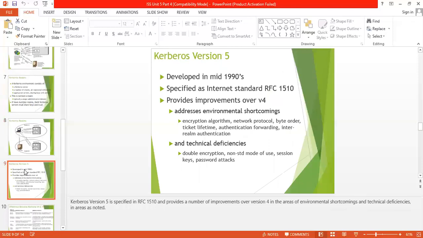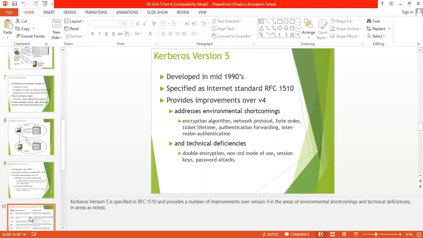After this, we will discuss Kerberos version 5. Basically, Kerberos version 5 was developed in the mid 90s, in 1993, and version 4 was developed in the 1980s. Version 5 is specified in RFC 1510. This provides some improvement over V4: first, it addresses environmental shortcomings, and second, some technical deficiencies.